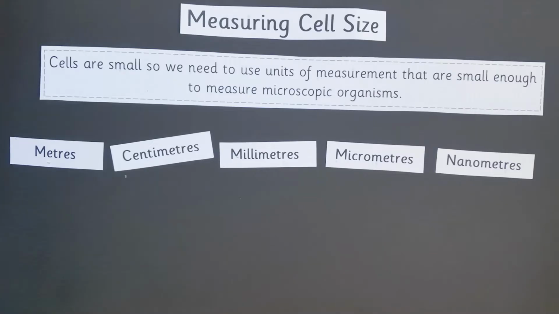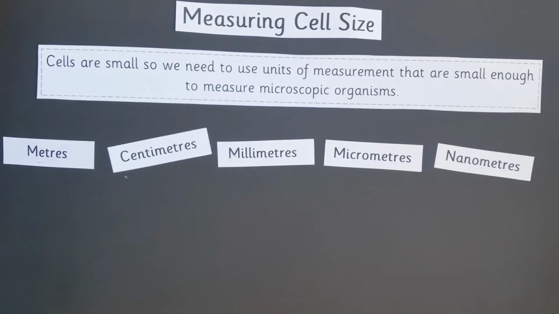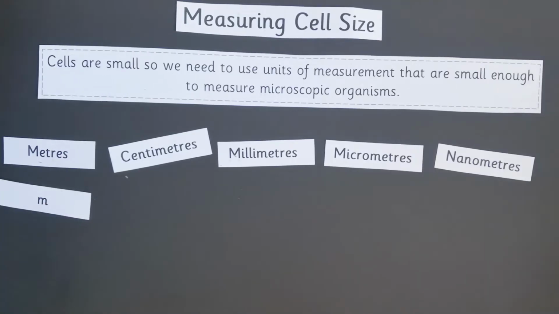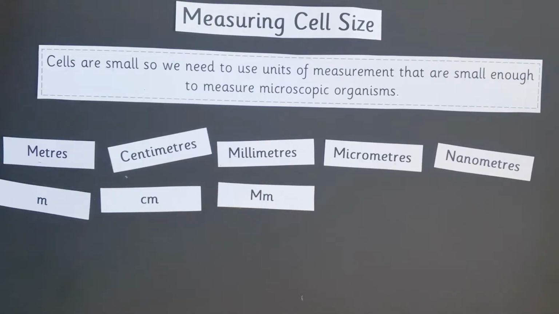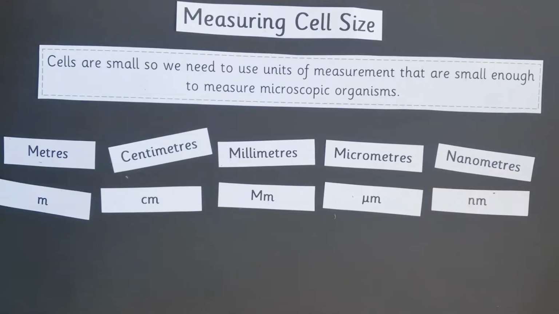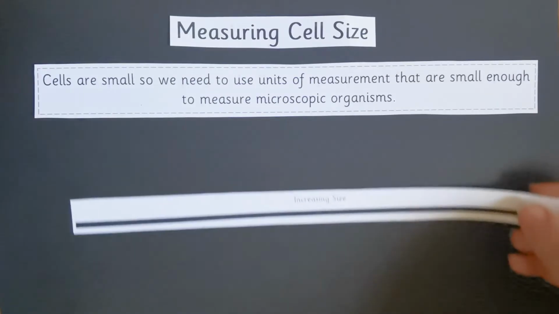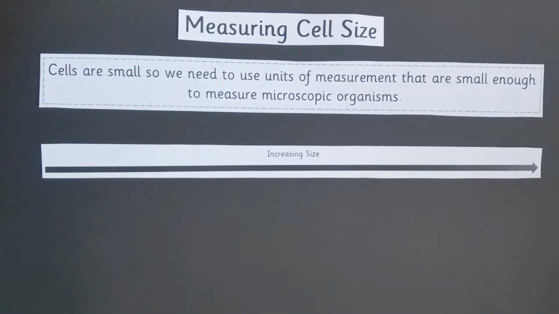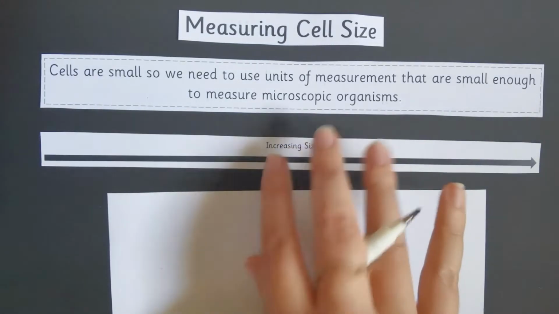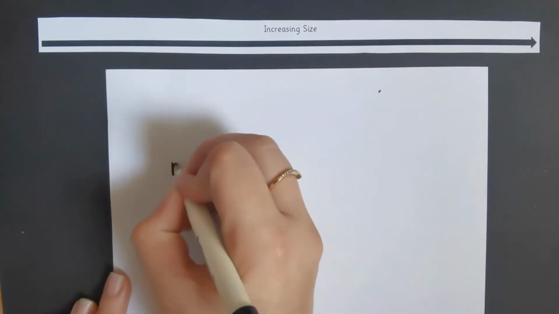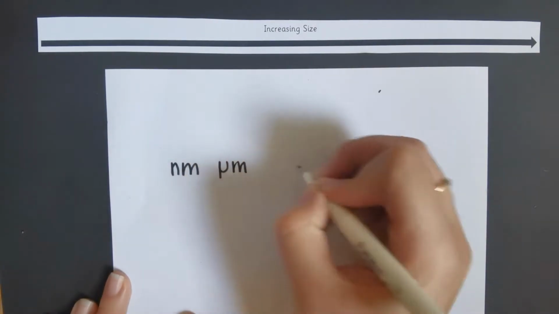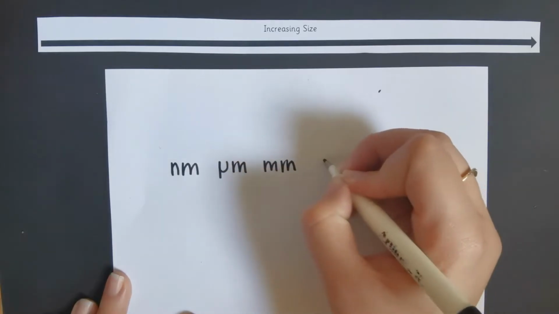Now, when we write these units, we have shorthands. So meters, the shorthand is m. For centimeters, the shorthand is cm. For millimeters, it's mm. Now, micrometers uses a Greek letter, which is mu, so μm, and then nanometers is nm. Now, I'm just putting this here so you guys can keep in mind that we're going to be moving from smallest on the left to largest on the right. So let's do our units from smallest to largest. So our smallest unit is nanometers, then micrometers, then millimeters, and then meters.